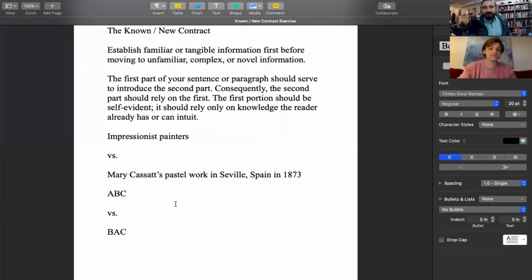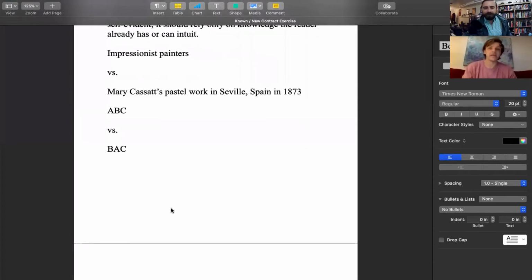Yeah, exactly. And another very simple way to think about this is you want to construct your sentences or your paragraphs in A, B, C, right? You don't want to leave us guessing and give us B, A, C or C, A, B, because then we don't know what to follow. So when in doubt, A, B, C.